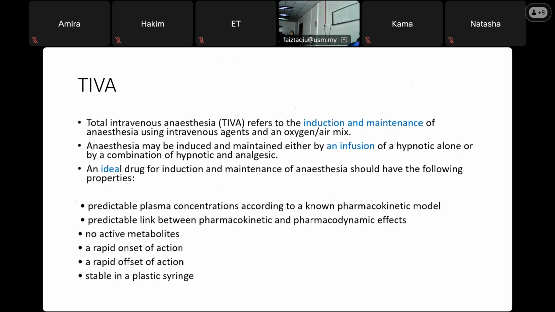So TIVA, the total intravenous anesthesia, refers to the induction and maintenance of anesthesia using intravenous agents and oxygen or air mix. The anesthesia may be induced and maintained either by an infusion of a hypnotic alone or in combination with an analgesic. An ideal drug for induction and maintenance of anesthesia should have predictable plasma concentration according to a non-pharmacokinetic model, a predictable link between the pharmacokinetic and pharmacodynamic effect, no active metabolite, rapid onset, rapid offset, and be stable in plastic syringes.